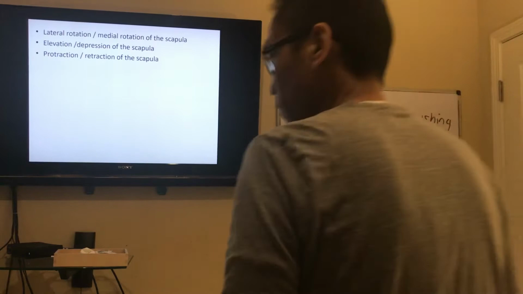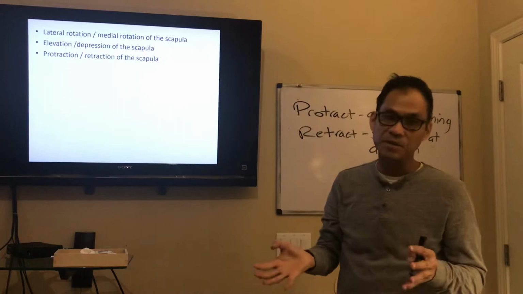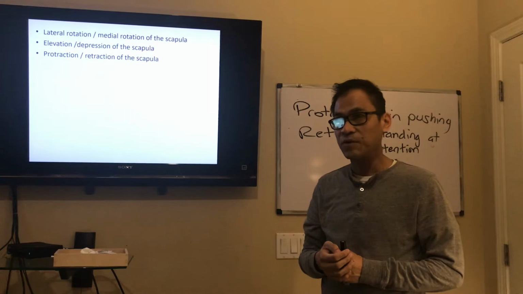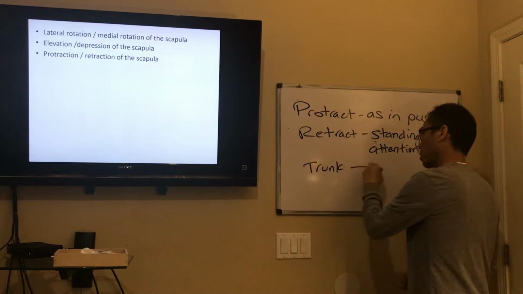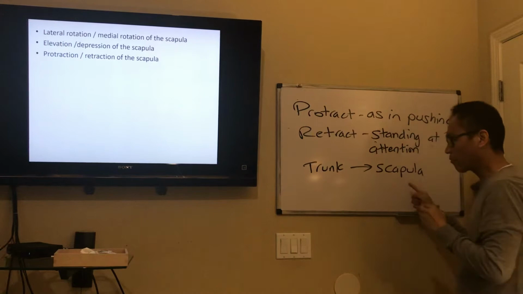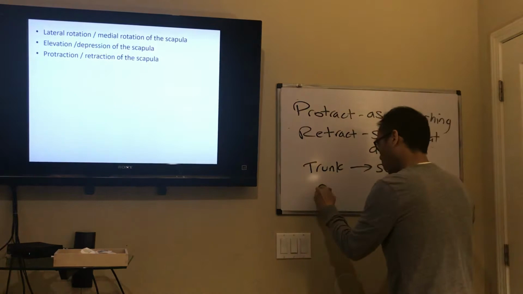So all these muscles we're talking about, if you're going to move the scapula, they have to attach to the scapula. So I hope you've been studying your bones. We're going to talk about surface features of the scapula. These muscles usually go from trunk to scapula as a general rule. So usually, wherever it inserts on the scapula will be the insertion, and wherever it attaches to the trunk, the origin.